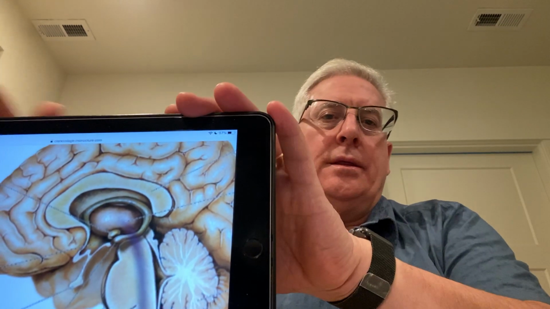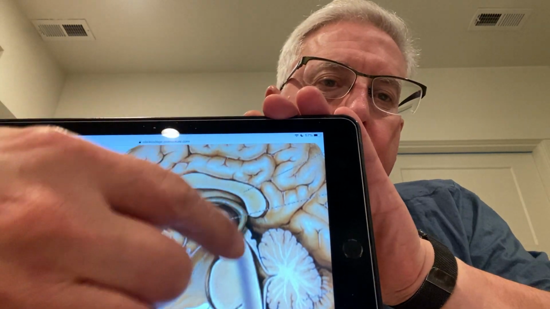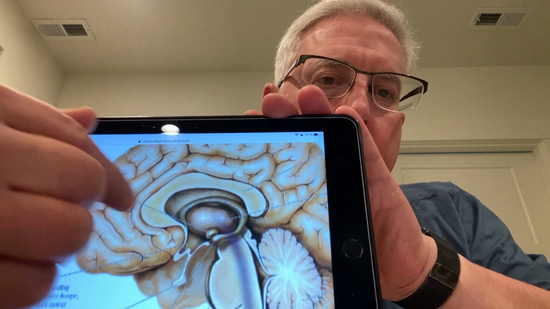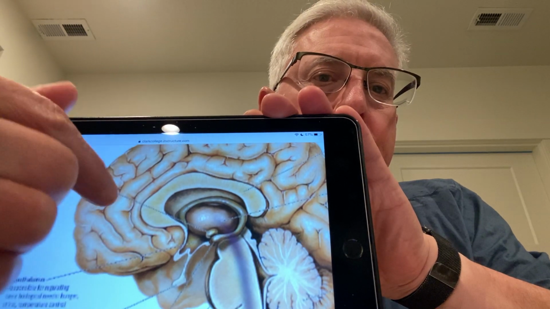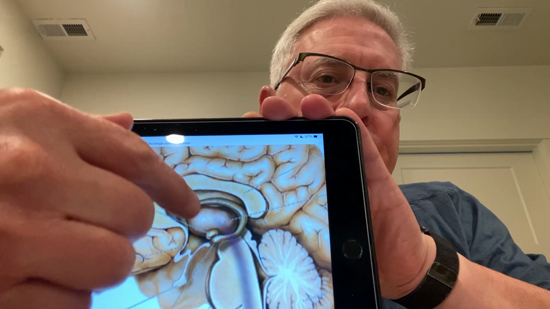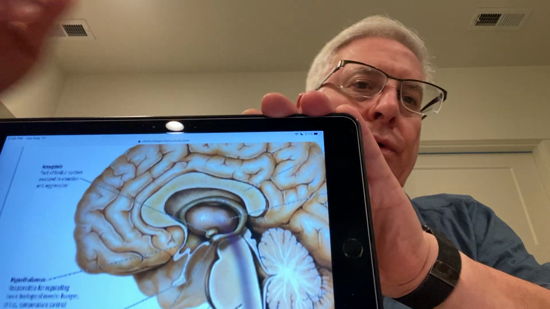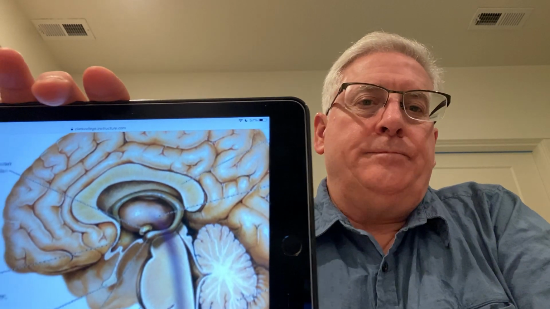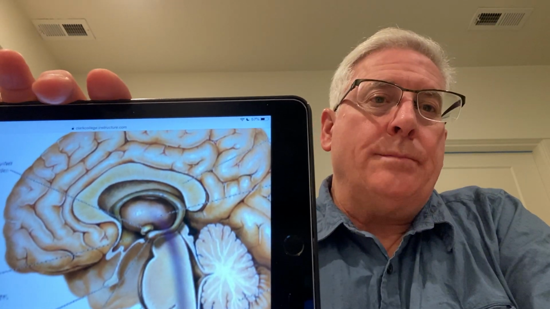Now, the limbic system is connected with the frontal lobe, which is right up here. You have to have frontal lobe function as well as limbic system function to experience an emotion. What does that mean? Well, have you ever heard of a frontal lobotomy?